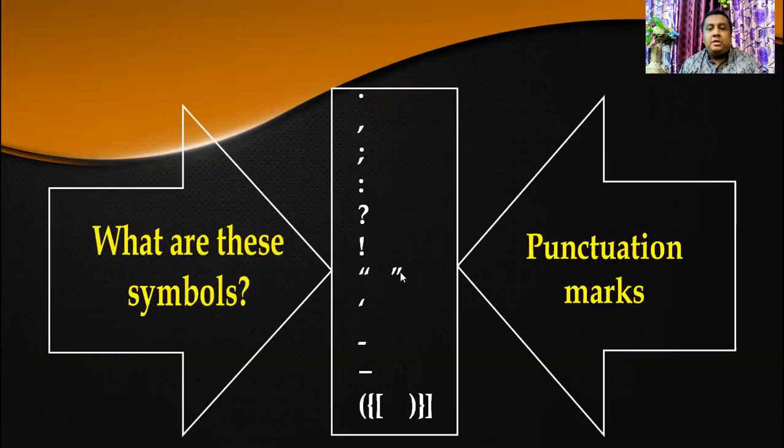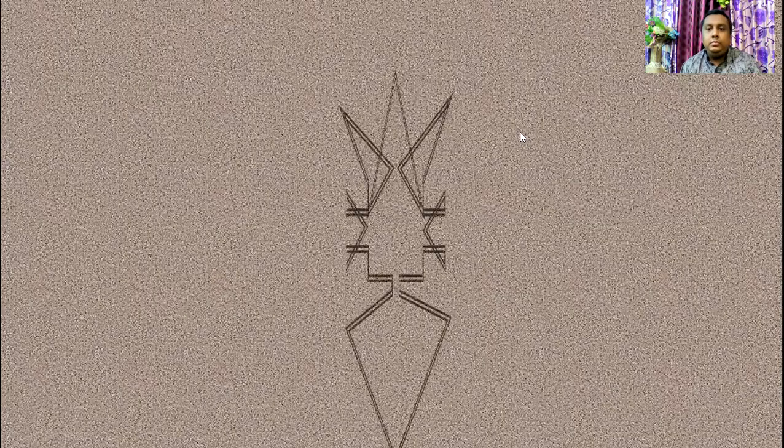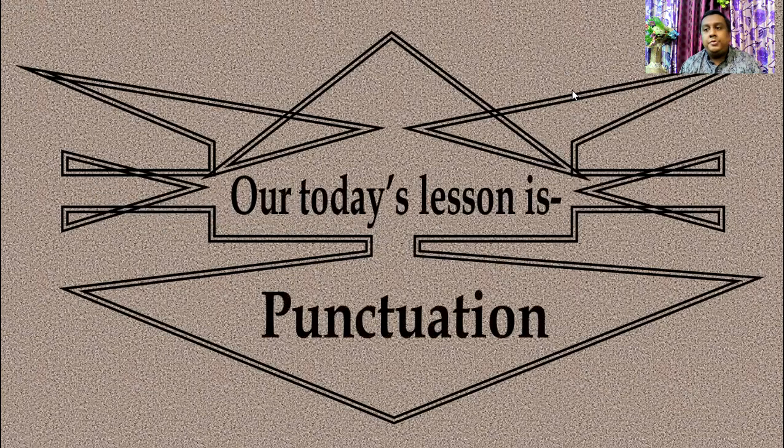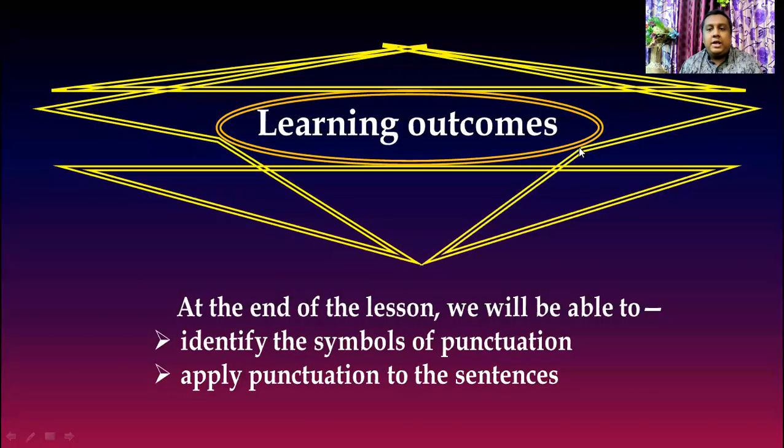What are those symbols? Those are punctuation marks. We met these punctuation marks in my previous class on punctuation marks part 1. So our today's lesson is punctuation marks part 2. Learning outcomes: at the end of the lesson, we will be able to identify the symbols of punctuation and apply punctuation to the sentences.